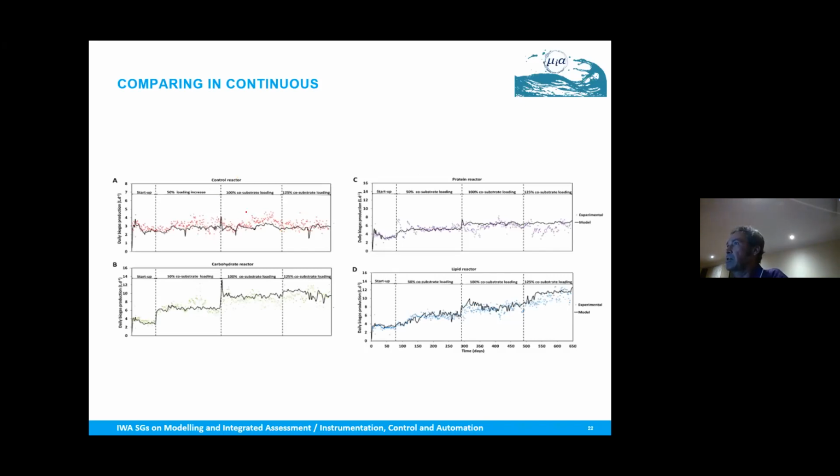So you can look at a control reactor versus one that has carbohydrates added, one that has lipids added, and then one that has proteins added. And you can see with the carbohydrate, you get the bounce that you expect. With the lipid, you get the increase that you expect as you're increasing loading. But with the protein reactor, you only get one increase at the start, another increase when you go to 100%, and then no increase finally. And in fact, it starts to fall over.